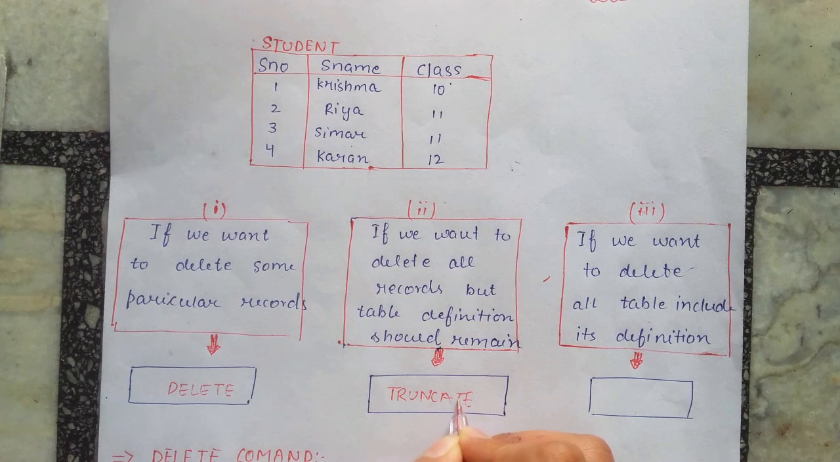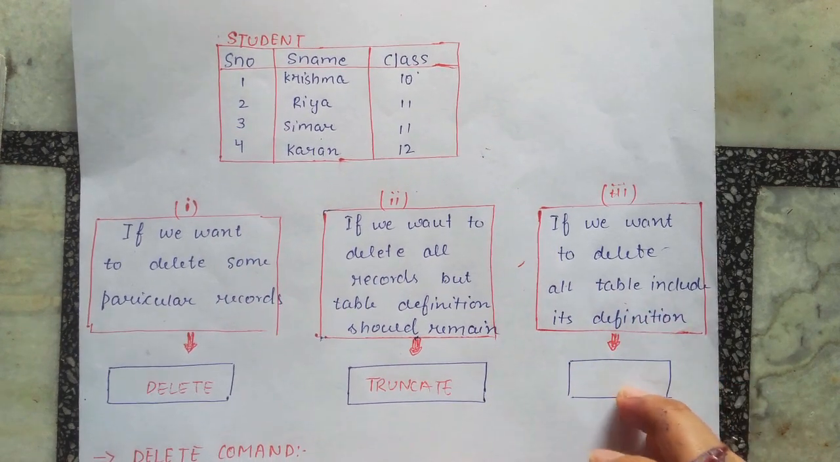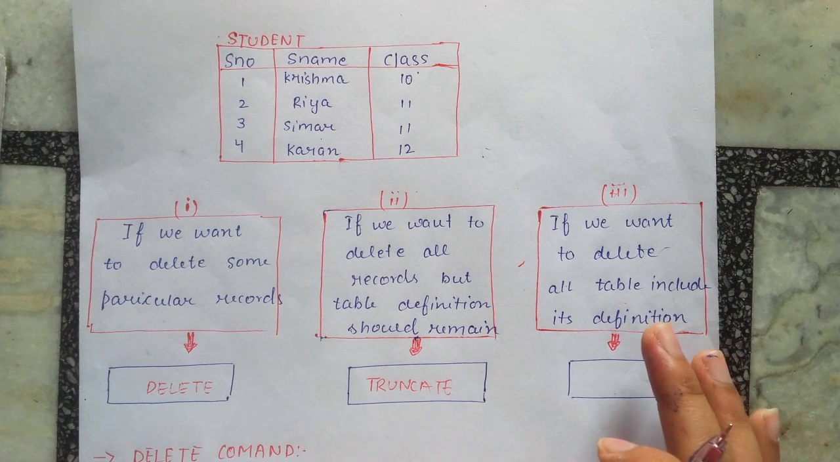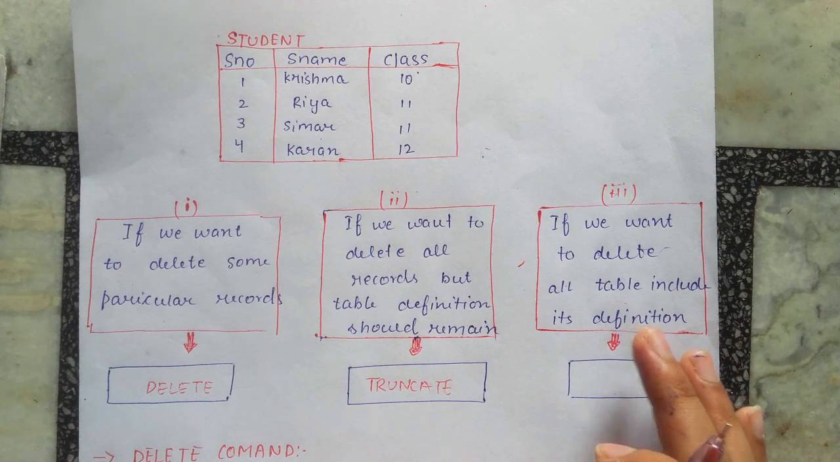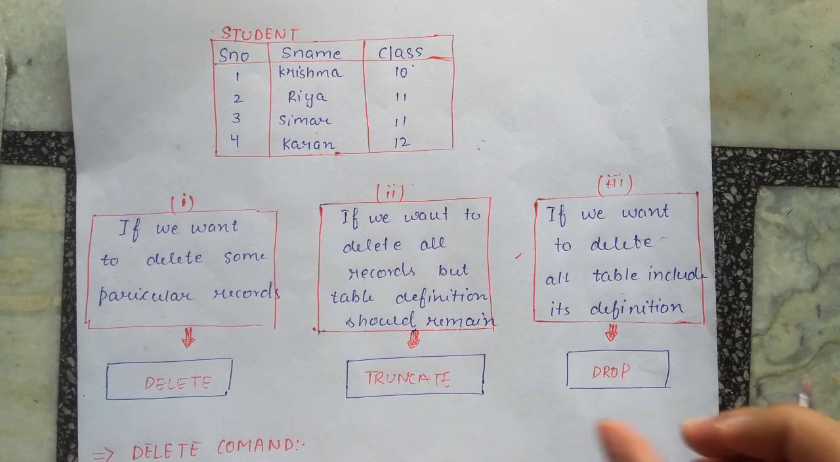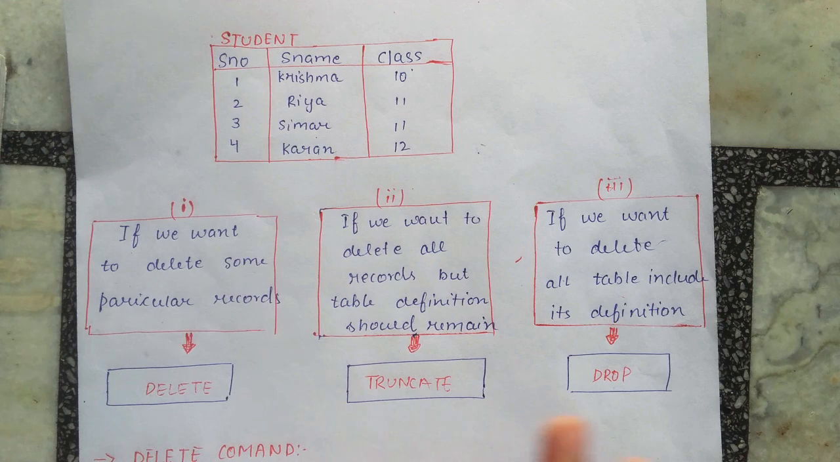So truncate is used if we want to delete all the records from the table. But if we want the entire table to be deleted, along with its definition, so that we will not find the table again, in that case we use the drop command. It is used to entirely drop the table. So this is the basic difference between these three commands.